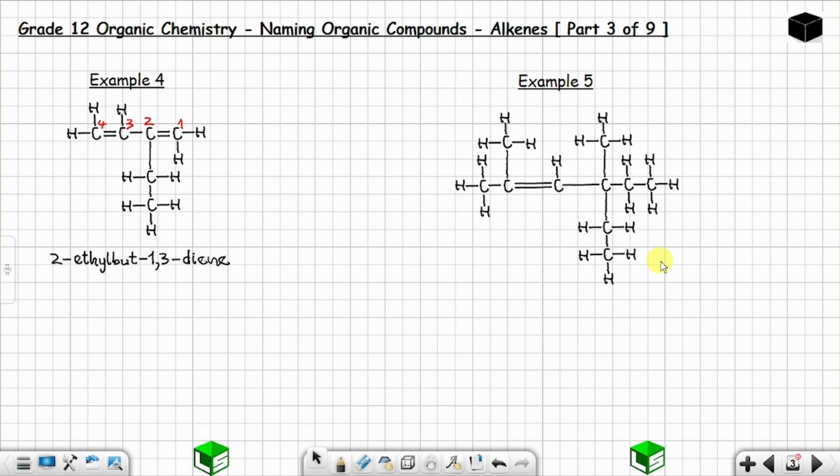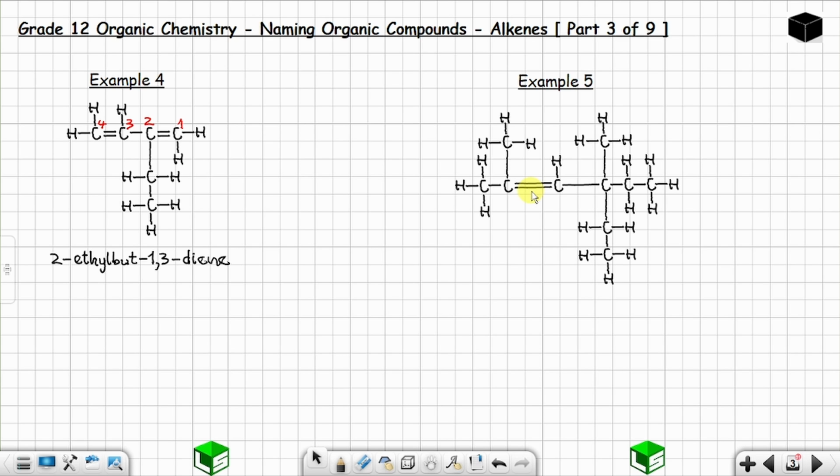Okay, as always, let's get the longest carbon atom chain that contains the double bond. Okay, this is the double bond. You only have 1 double bond. Let's get the longest carbon atom chain that contains the double bond. We are going to start from left to the right. Okay, we have to give this double bond the lowest possible number.